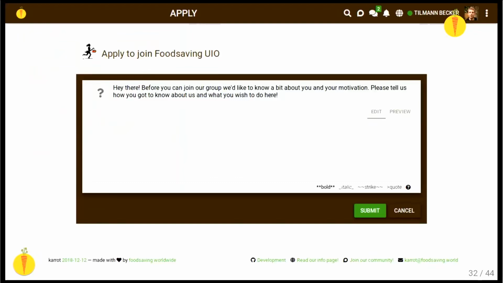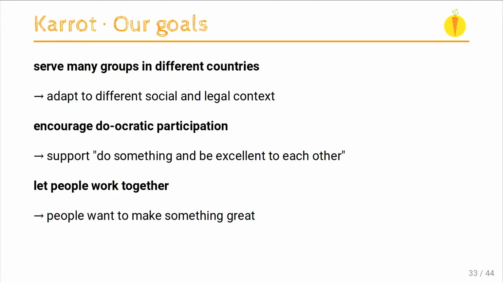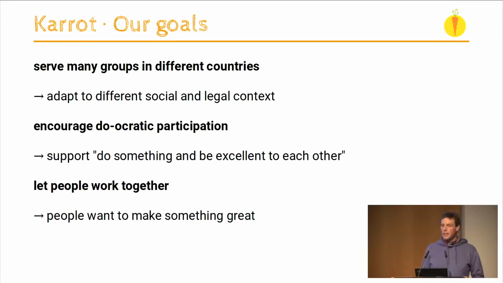And before a new member can join, we let them apply to the group and define the requirements before they can join. Then we chat with these applicants and invite them to the next group meeting, and finally accept them into the group. So this is some of the basic features of Carrot. But why is Carrot the way it is?